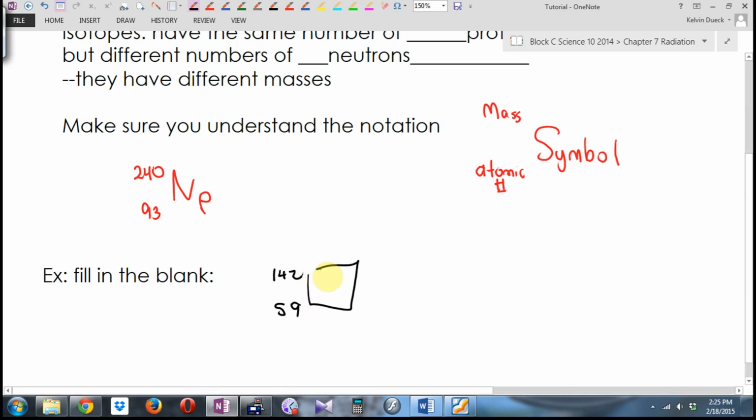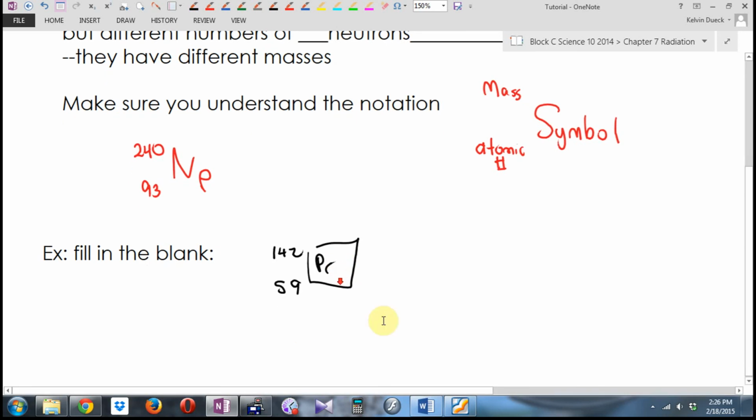What goes in the box? More specific in this particular question, what goes in the box? Symbol is what? Capital P, lowercase r. I think it's called praseodymium. Okay. Don't get them mixed up. Make sure you understand what's what.